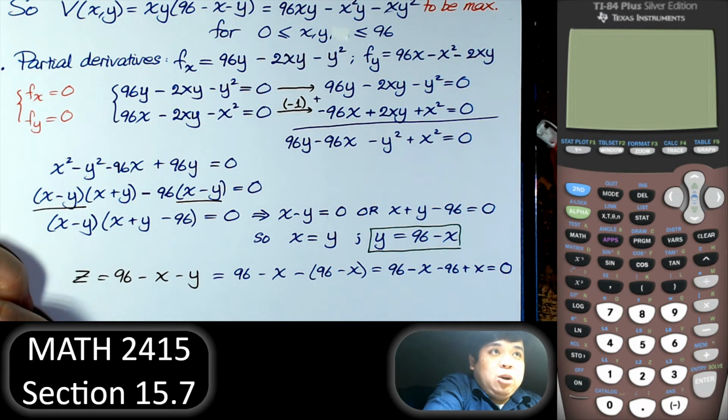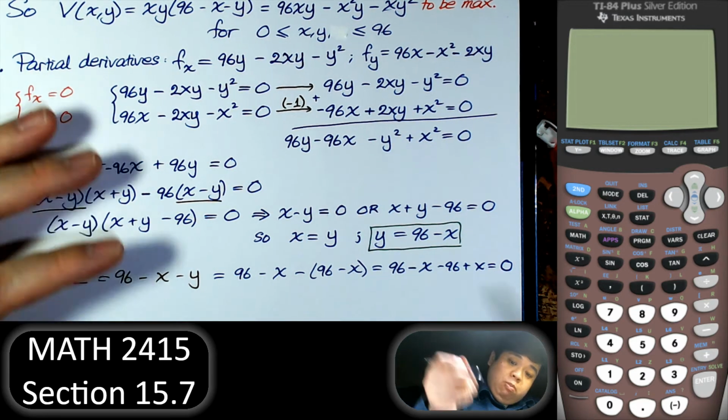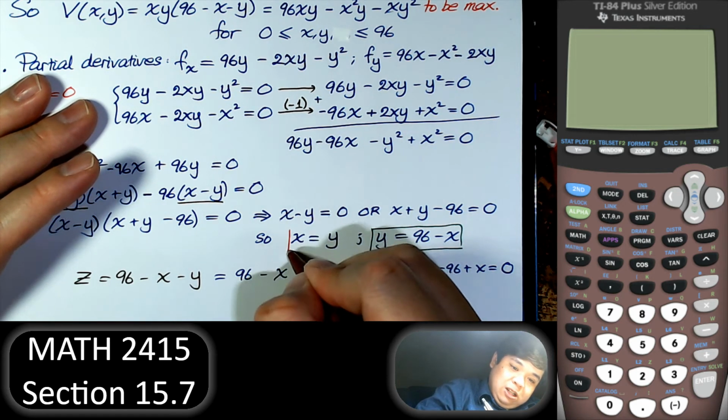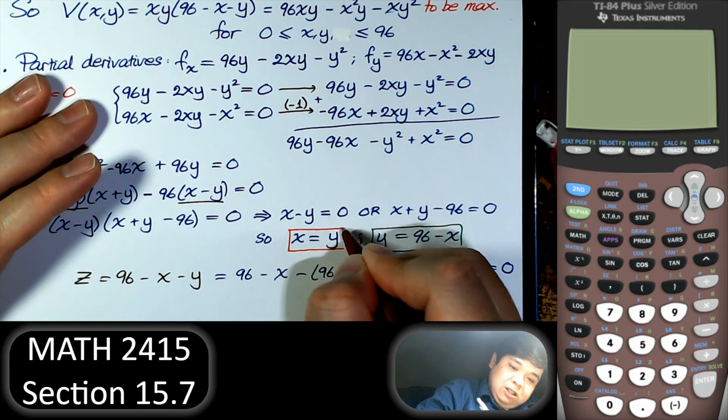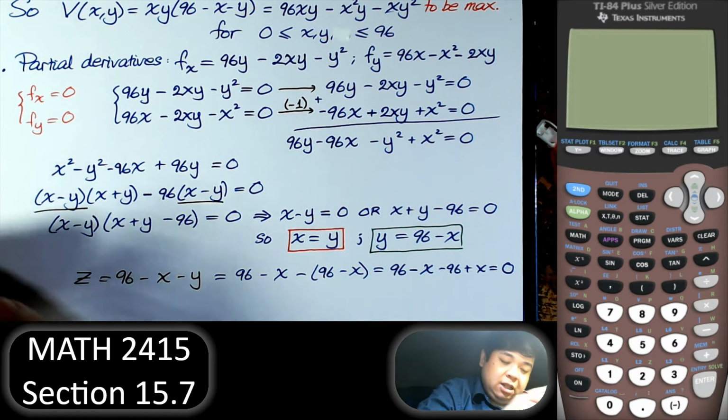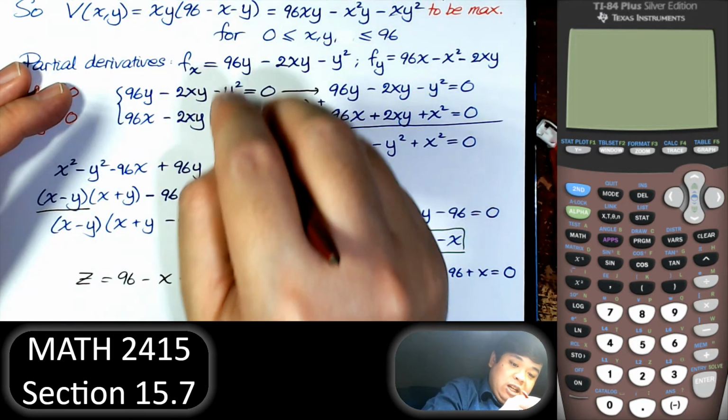Now, either we have z equal to 0, which is not particularly helpful, right? Because if z is equal to 0, we have volume equal to 0. So that's obviously not the maximum here. So bottom line is we only have one case of x equal to y. But that's not it.